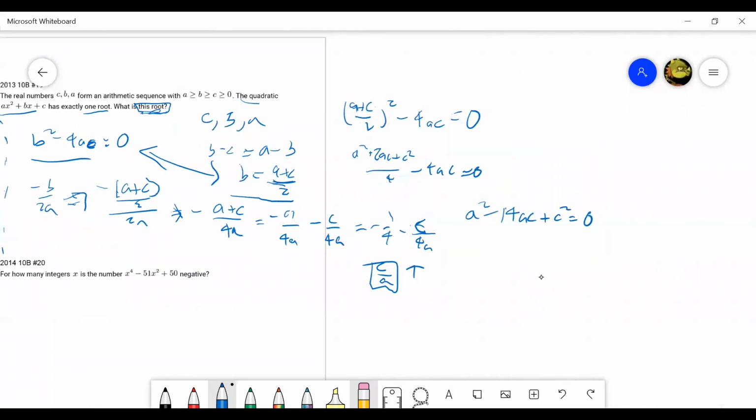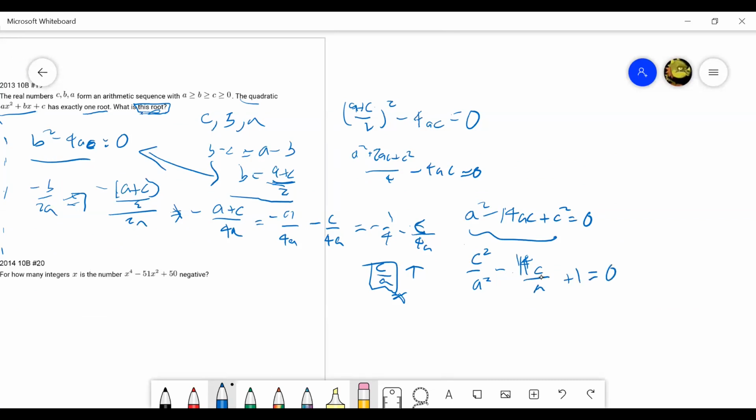And here I like to think of this as a really common trick: when you have some equation in this form and you only want the ratio of the variables, what you can do is divide both sides by a squared. And you'll get something like this: c squared over a squared minus 14 times c over a plus 1 equals 0. So if you notice, the a and the a squared cancel out.